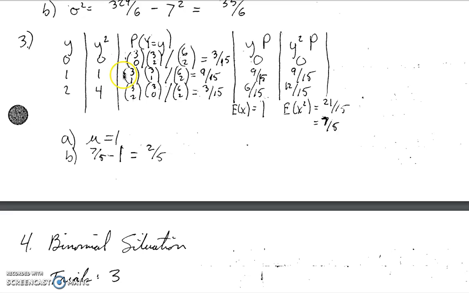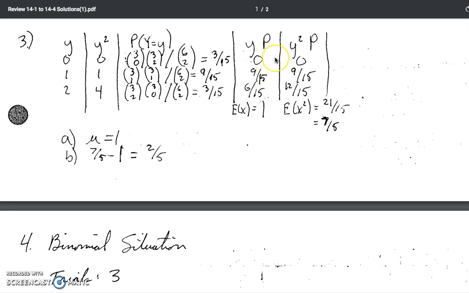When we're choosing 1 woman, we have 3 women choose 1 times 3 men choose 1 out of 6 choose 2, and then for y equals 2, 3 women choose 2, 3 men choose 0 out of 6 choose 2. You can see the fractions we get, and you can verify that they add up to 1. Remember, that's always a good idea to make sure your probability distribution is correct. If that adds up to 1, you've probably done that correctly.